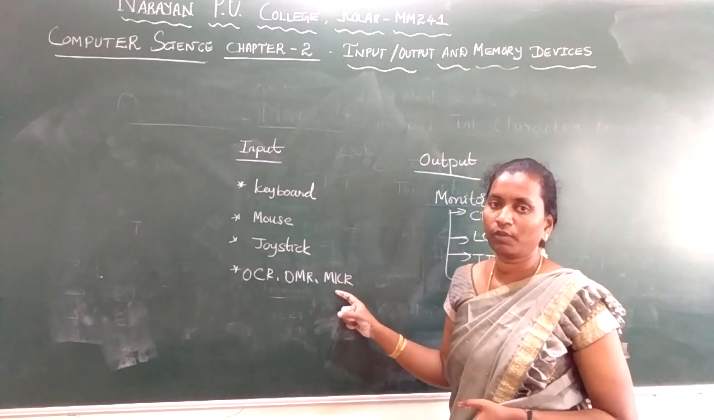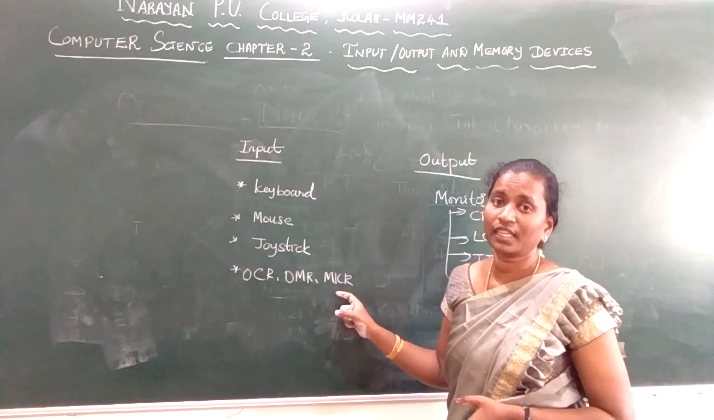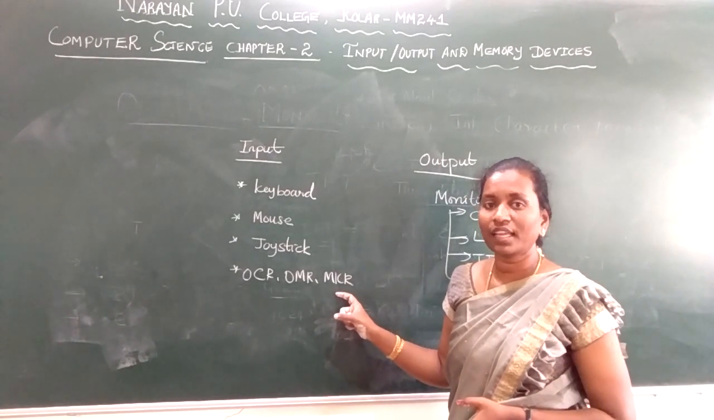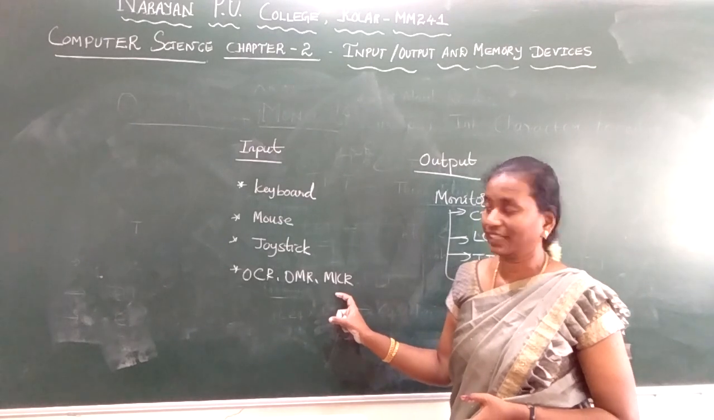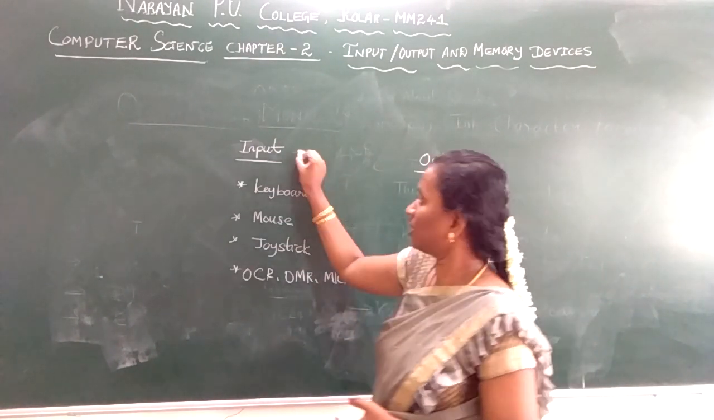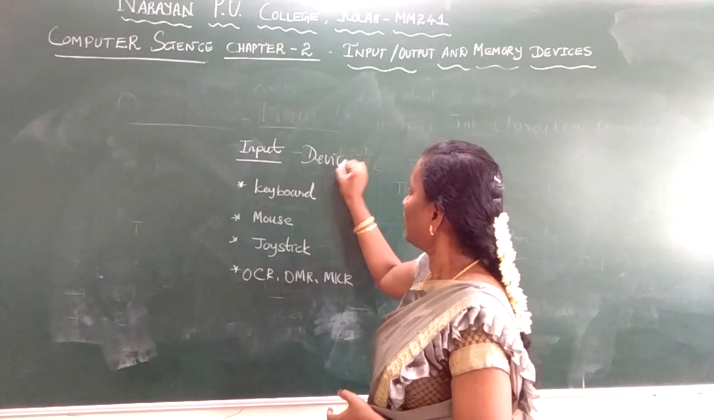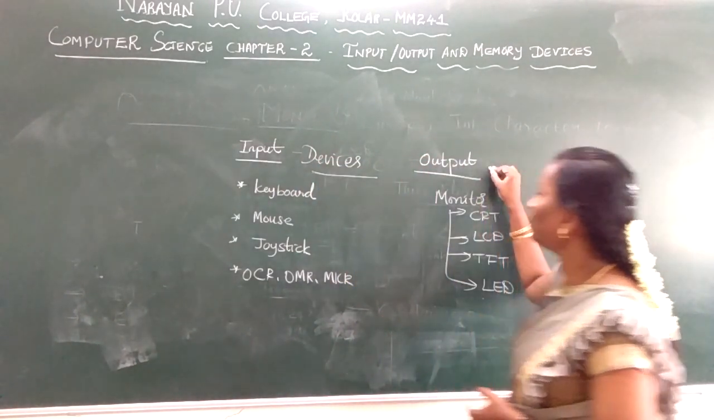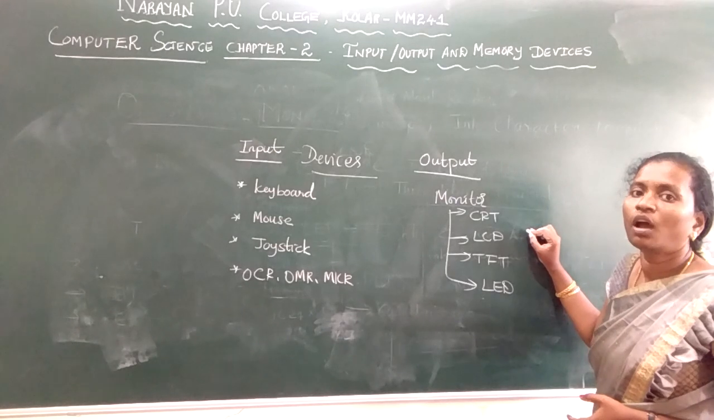Next is MICR. MICR is a special type of input device. It is basically used to recognize a special ink which is used in cheques and DDs. These are the things which we discussed in the input devices. In the output devices, I discussed only about monitor.